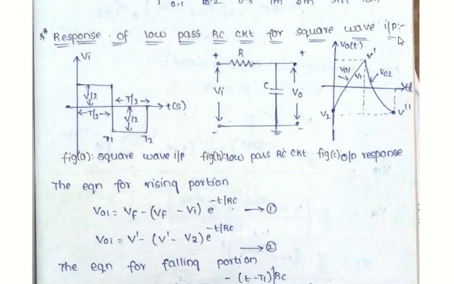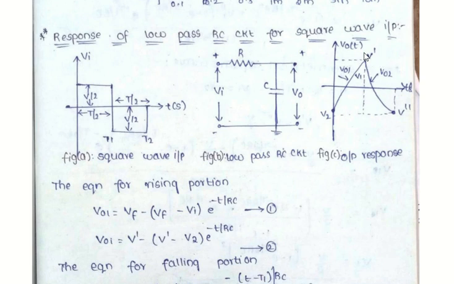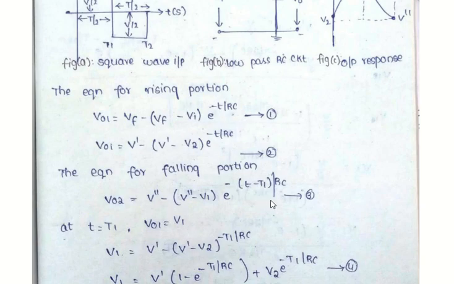Now, at t is equal to t1, that means at the end of the first cycle, the value of the capacitor voltage V01 is equal to V1. At t is equal to t1, the value of the capacitor voltage is represented with V1. So apply this condition to this equation. That means at t is equal to t1, V01 is equal to V1. Therefore V1 is equal to V dash minus V2 into e power minus t by RC.